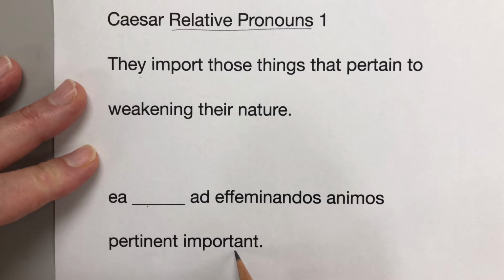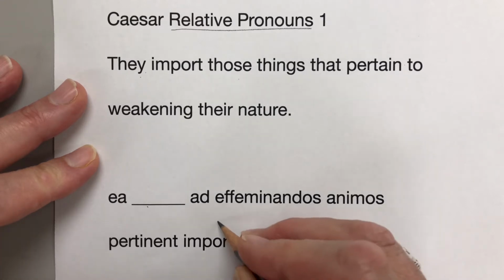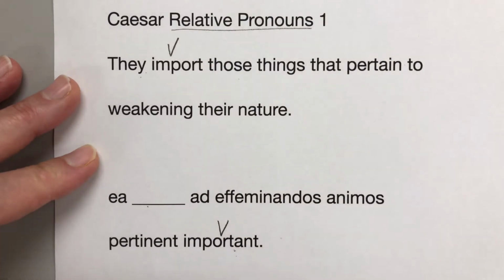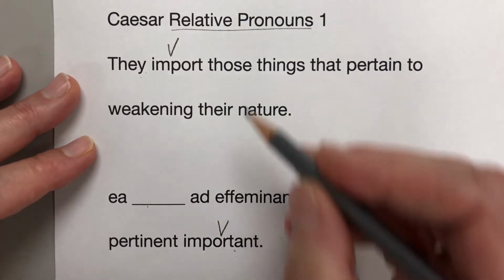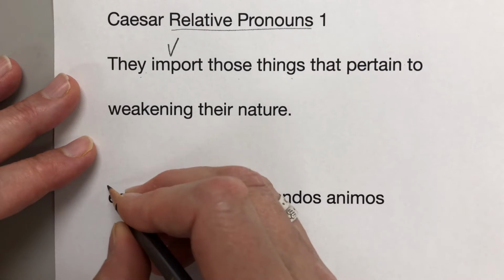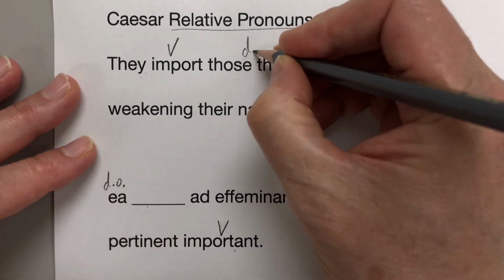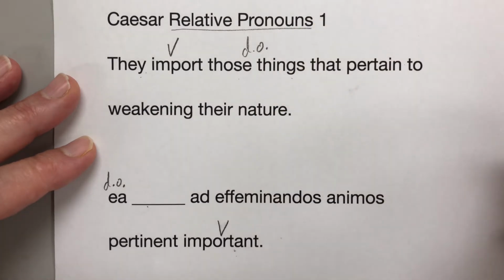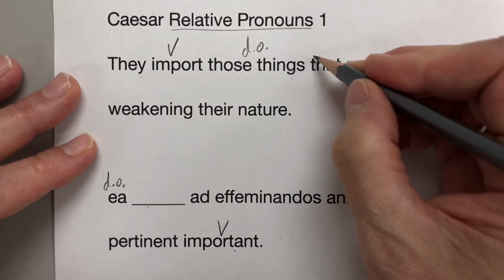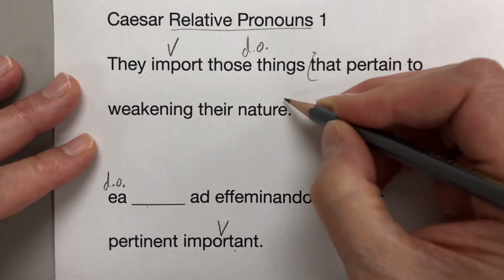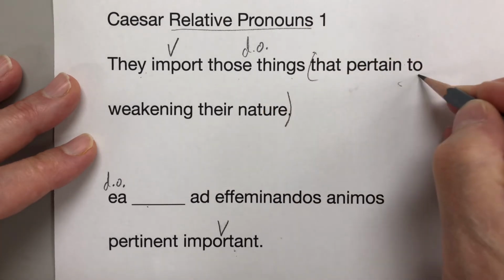Well, important, these two correspond. They're the verb. Okay, so we have that ruled out there. Those things, yeah, there's the direct object. There it is in Latin. There it is in English. Okay, got that. That pertain to the weakening their nature. Here's a little infinitive phrase.